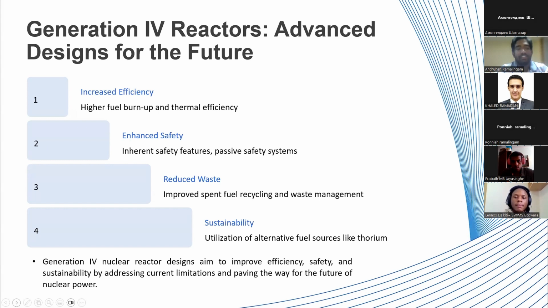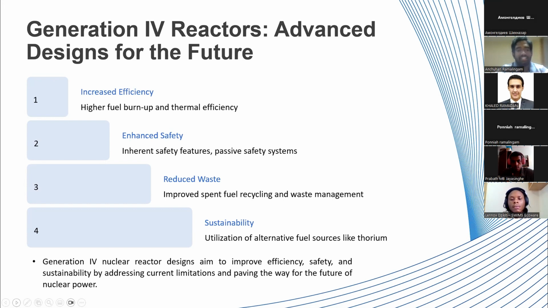So let's go to the final generation of the reactors, generation 4. These are in the research phase right now. These are used to increase the efficiency, the safety, and to reduce the overall waste and improve the sustainability of the reactors. So how to increase the efficiency? The best way to increase the efficiency is by increasing the coolant temperature, and more passive safety measures are introduced, and by using some reactor waste, the reduced waste can be obtained.